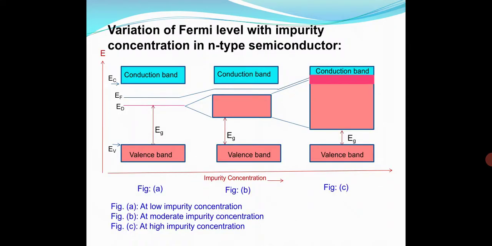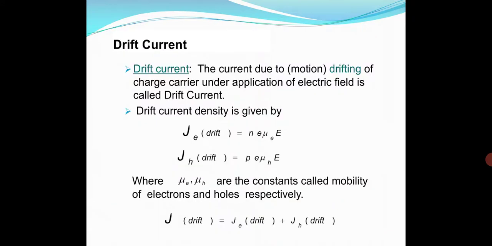Now, variation of the Fermi level with impurity concentration in an N-type semiconductor. If we have low impurity, the Fermi energy level shifts just like this. With moderate impurity, the Fermi level shifts further up. At high impurity, it will shift far into the conduction band. So as per the carrier concentration, the Fermi energy level shifts.